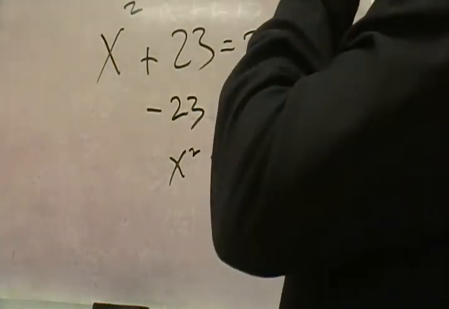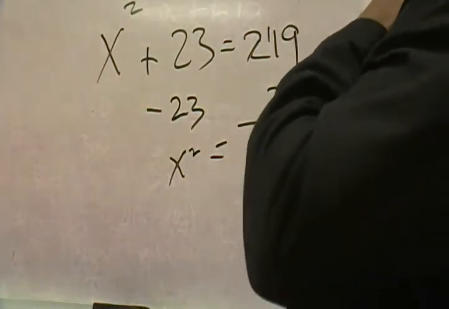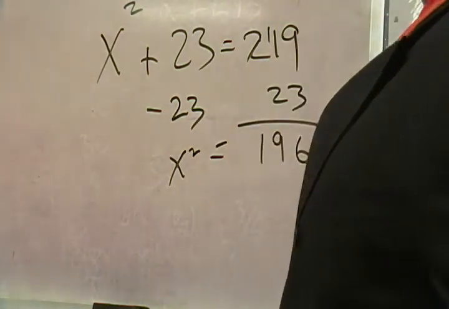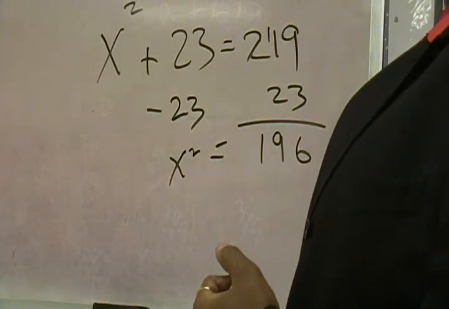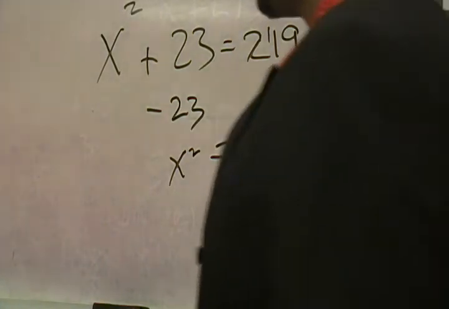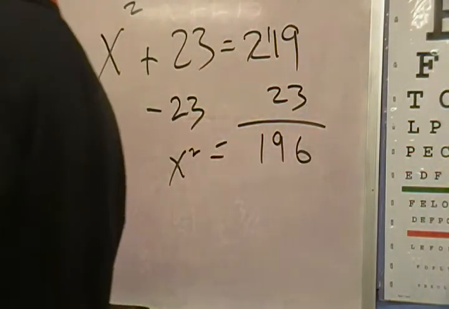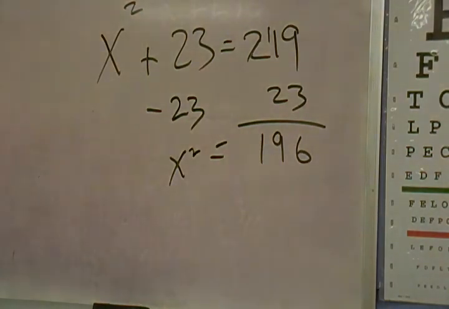Well, here's the deal. This is what you got to do. You know the square of 17 is 289. The square of 16 is 256. That's too high. The square of 12 is 144. The square of 13, I think, is 169.